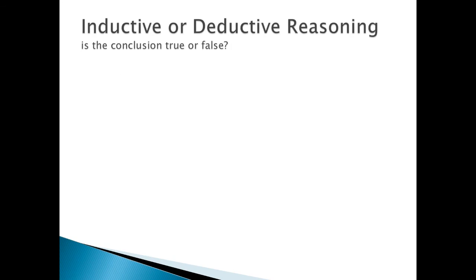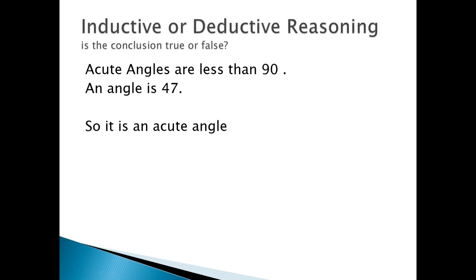Here is another example. Acute angles are less than 90 degrees. An angle is 47 degrees, so it is an acute angle. This is going to be deductive reasoning because I am going from specific information that an acute angle is less than 90 degrees and a specific angle is 47 degrees. Therefore, I can say that that specific angle is acute. And this is absolutely a true statement.